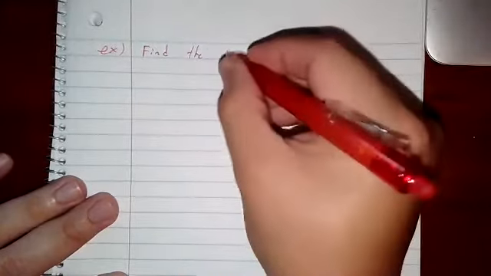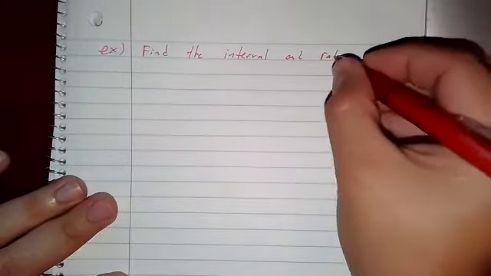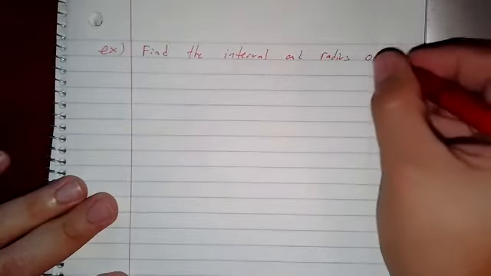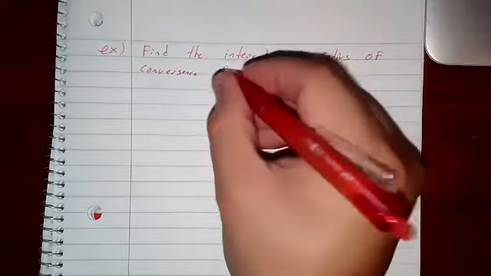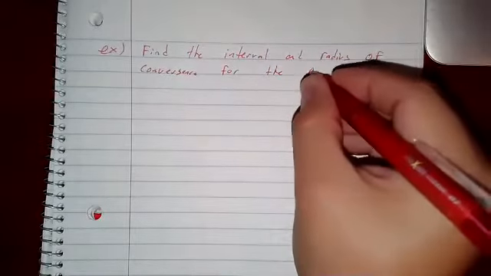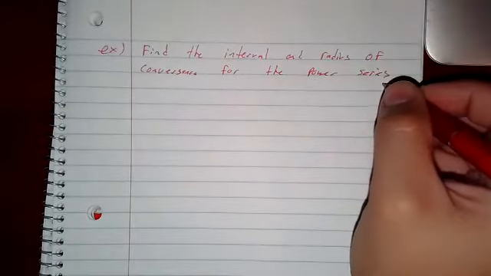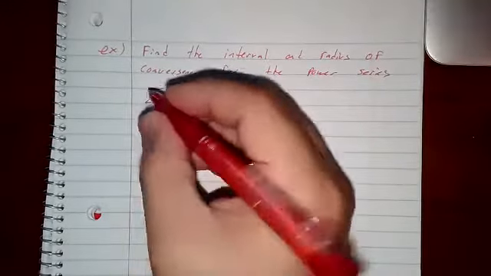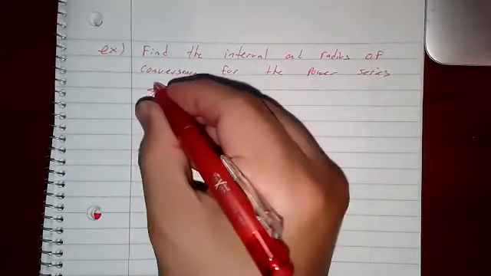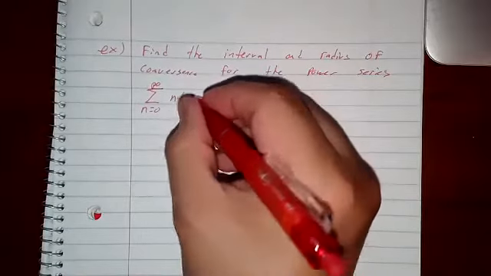Find the interval and radius of convergence for the power series, for this power series here: the sum of n factorial times x to the n.